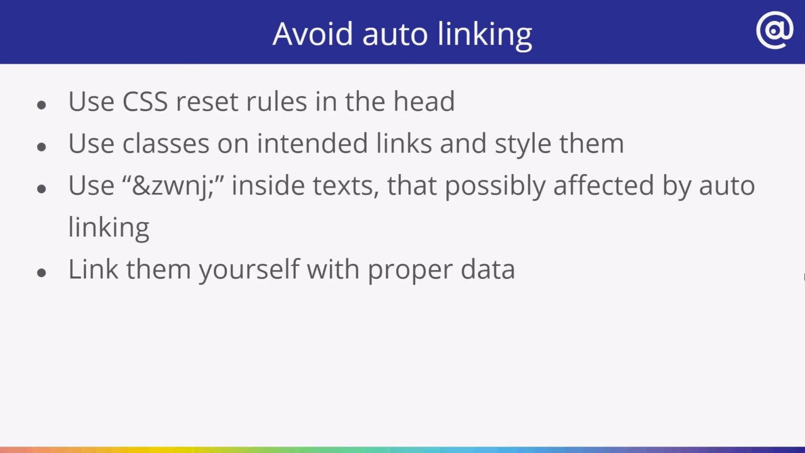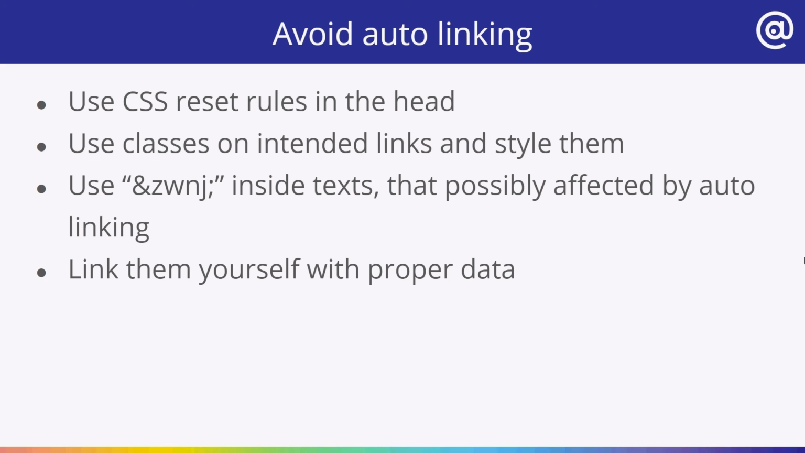There are some tips on how to avoid this kind of behavior. Just use CSS reset rules to get rid of that blue color, and use classes for intended links and style them. But there is a catch. For accessibility reasons, don't use only coloring. Mark your links with another method too, like underlining or bold font weight, because people with color blindness may not notice that link.